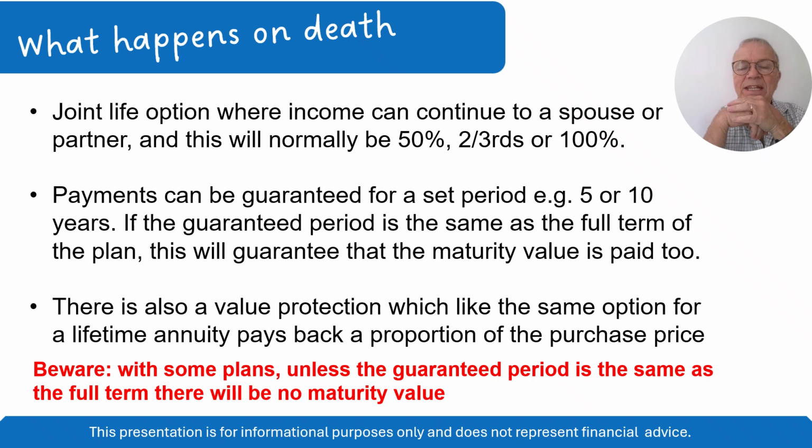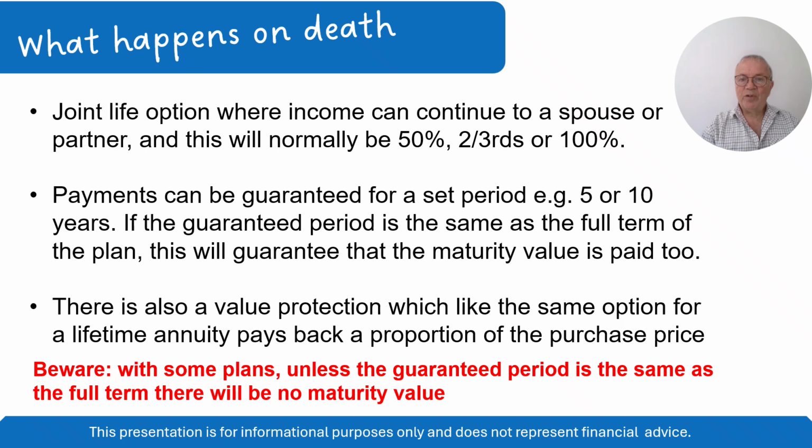What happens on death? This is really important, and it can get a little bit complicated. Just like with a lifetime annuity, you get the highest income from a single life option. If you're married, you can have the option for the income to continue up to a spouse or a partner or a dependent at 50 or 2/3 or 100%. Just like a lifetime annuity, you could have a guarantee period, which means that the income is guaranteed to be paid for a fixed period of time, even if you die during that term.